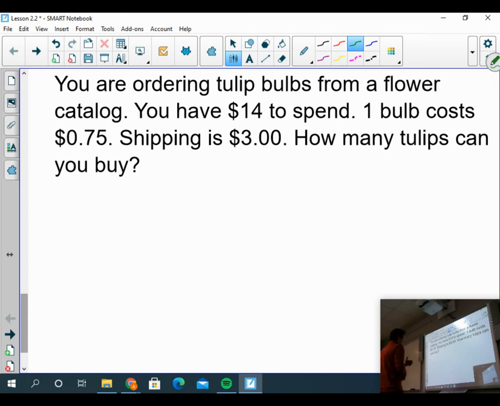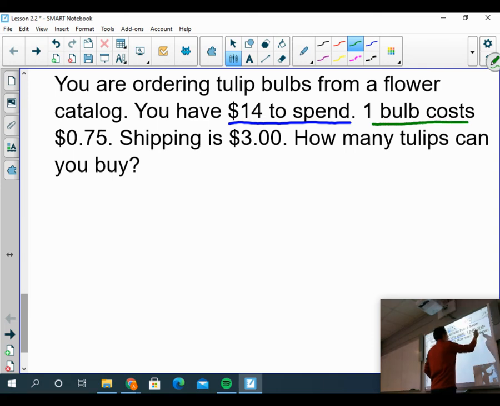Okay, so first things first, I'm going to identify key pieces of information. I have $14 in total to spend. I have the cost of one bulb, but based on the question, how many tulips can I buy? I'm looking to probably have more than one bulb. But I don't know the cost of, say, 2 bulbs, 5 bulbs, 7 bulbs. I can figure it out based on the cost of one bulb, but I don't know how many I'm going to buy. And I know that shipping is $3.